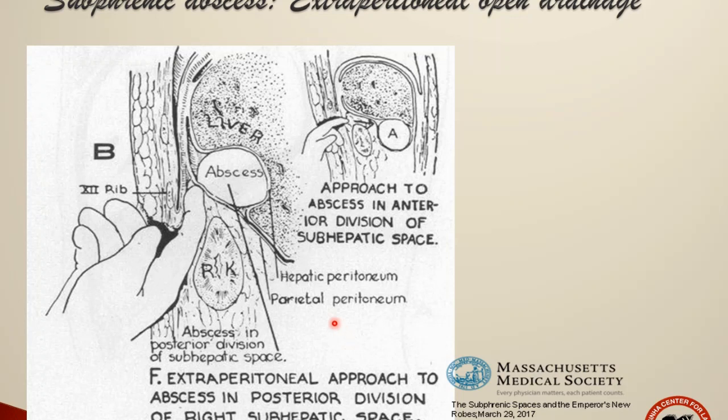Similarly, if it is more anterior, I can again go by the same route and I can do extraperitoneal drainage of a right anterior subphrenic abscess. So remember, a subphrenic abscess should preferably on the right side be drained extraperitoneally.